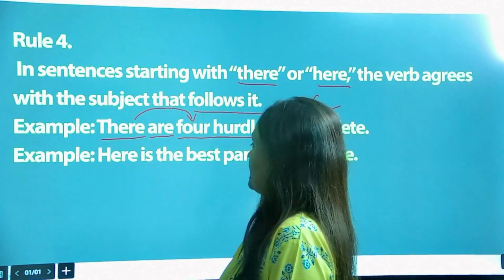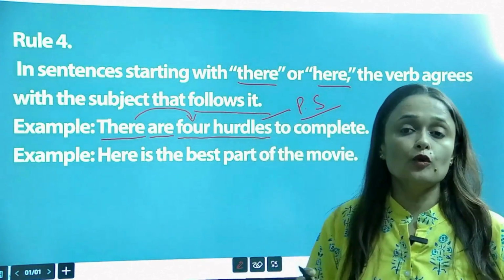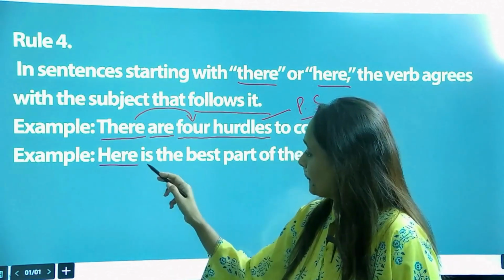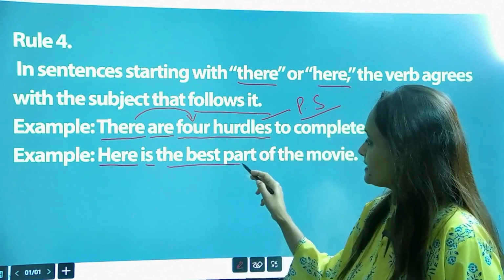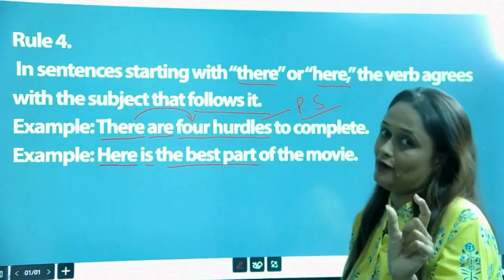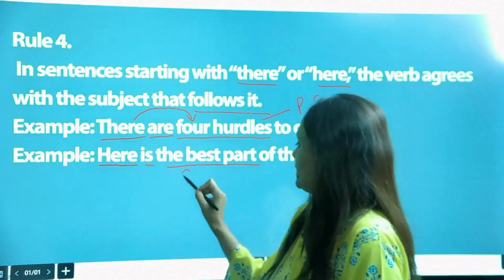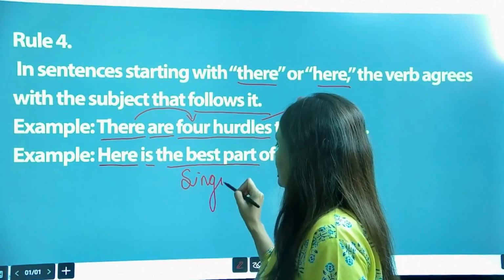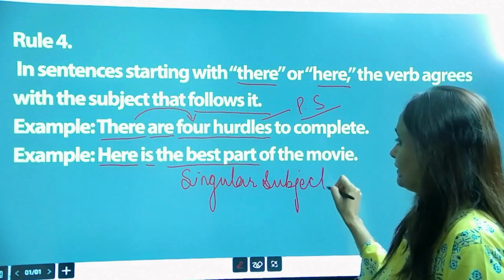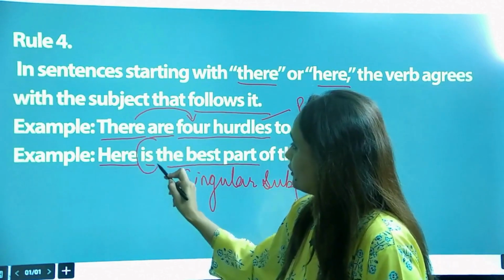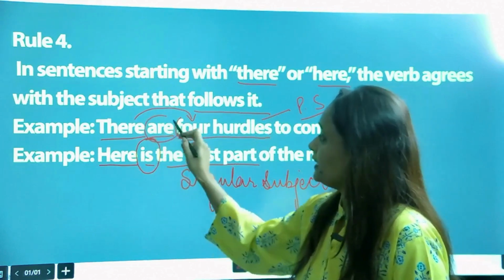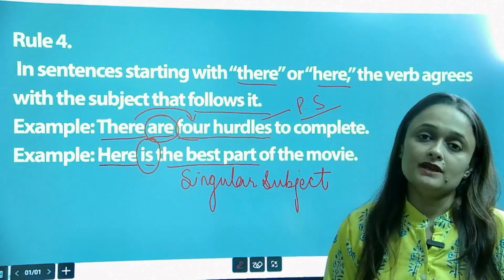Here is the best part of the movie. So now see, the best part. We are talking about only one part of the movie, right? So this becomes a singular subject. That's why a singular verb is used. And in the earlier sentence the subject is plural, that's why a plural verb is used.